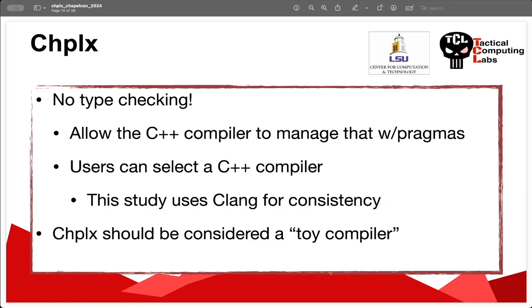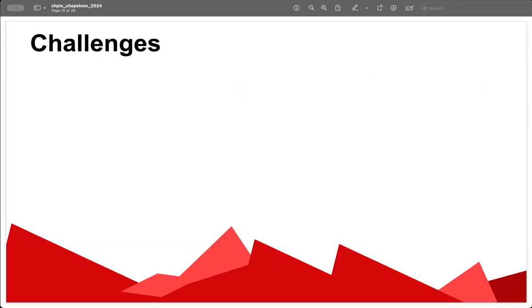We don't perform any type checking, so we allow the C++ compiler to manage that with pragmas. So we stamp out pragmas that link C++ code back to its original Chapel code. Users can select whatever C++ compiler they want, but for this study we use Clang, so it's consistent with the LLVM support provided by Chapel 2.0. ChapelX should be considered a toy compiler, so we don't implement everything. We just implement what's necessary to perform the study.